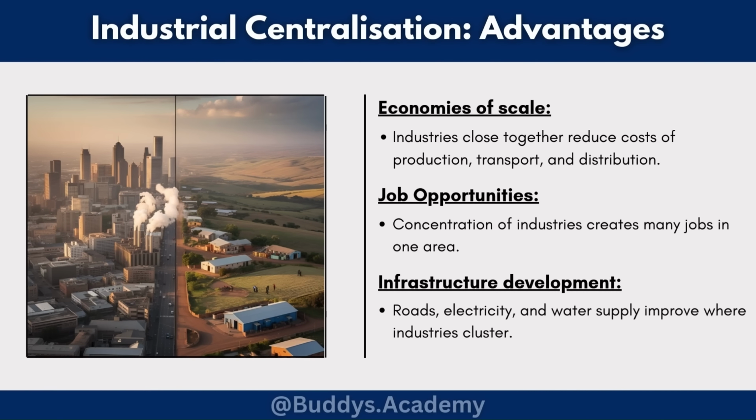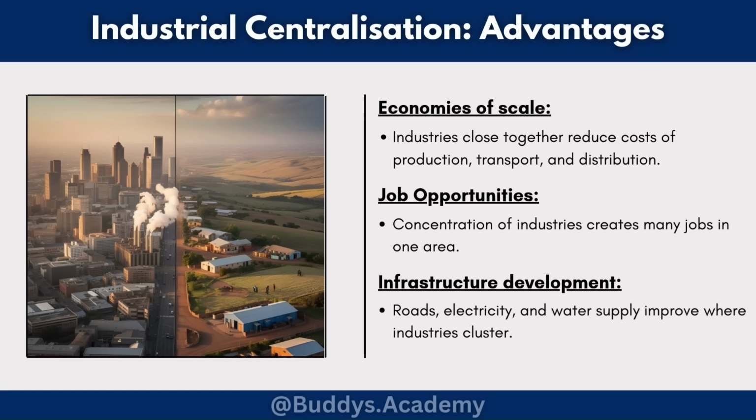So now we're looking at your industrial centralization and decentralization. So industrial centralization is basically when many industries are going to be grouped together in one area. So what are some advantages of your centralization? Firstly, you're going to have your economies of scale. That means that industries close together are going to reduce costs of production, transport, and distribution, right?